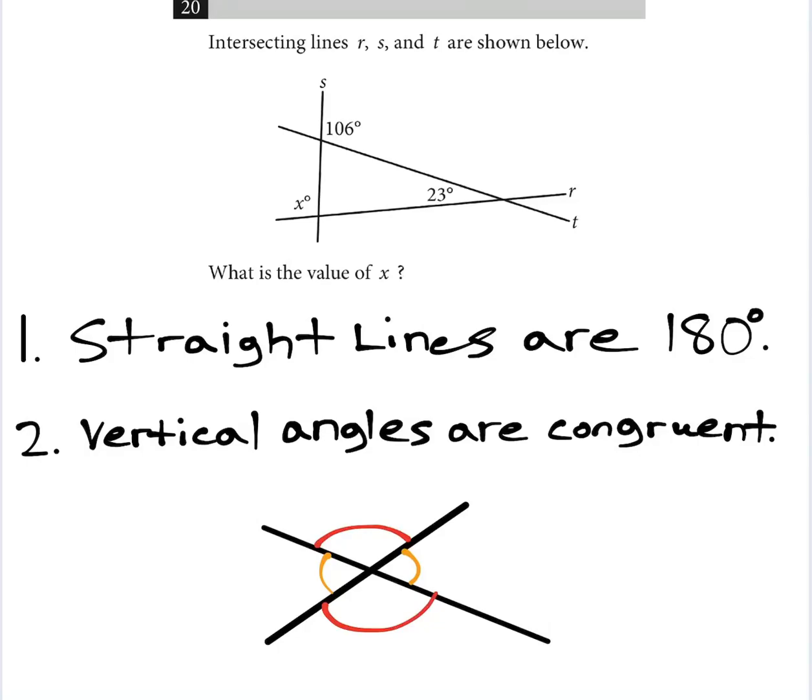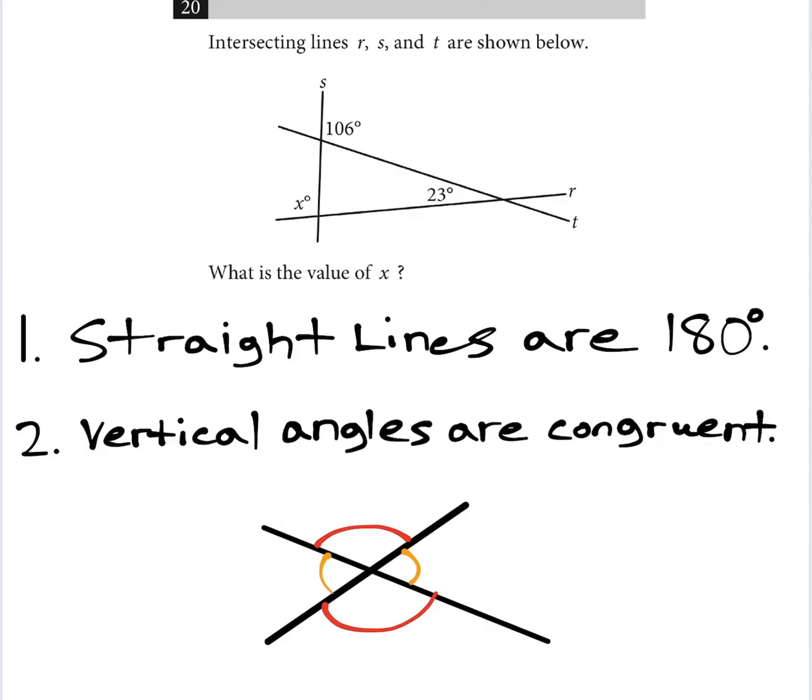Hi everyone. In this example, we'll be looking at straight lines and angles on the SAT Math section. This is question number 20 from the No Calc section of official practice test number 5. This question says intersecting lines R, S, and T are shown below. What is the value of X?